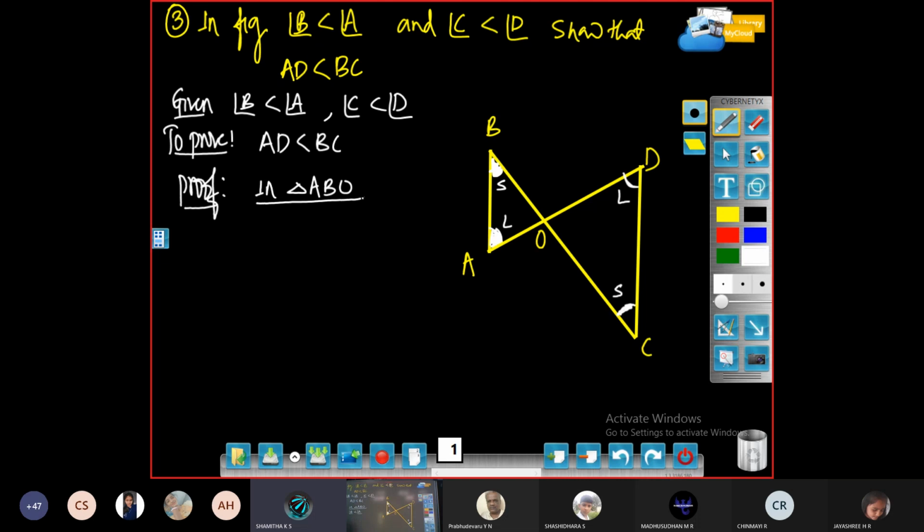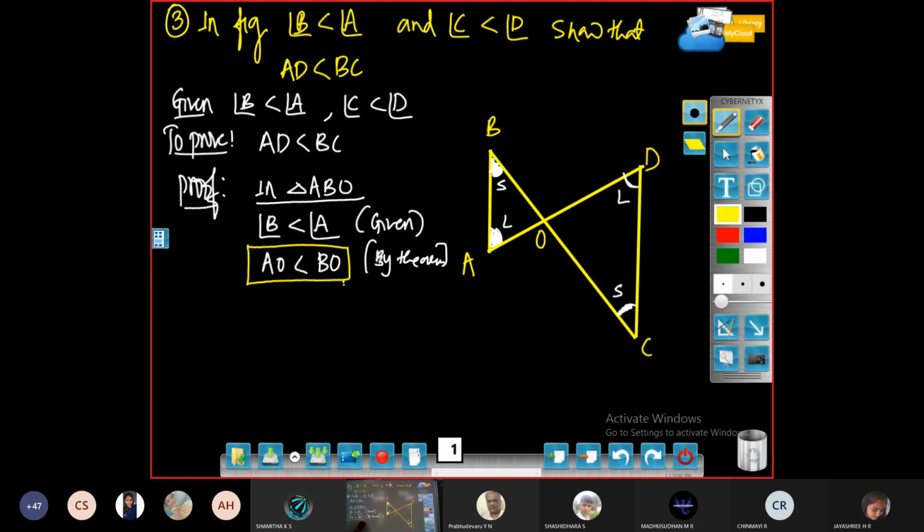So you can write this: B is smaller than A, it is given. Therefore, the opposite side of B, AO, must be shorter. The opposite side of angle A, that is BO, must be longer. This is by theorem. So you can write this as relation 1.